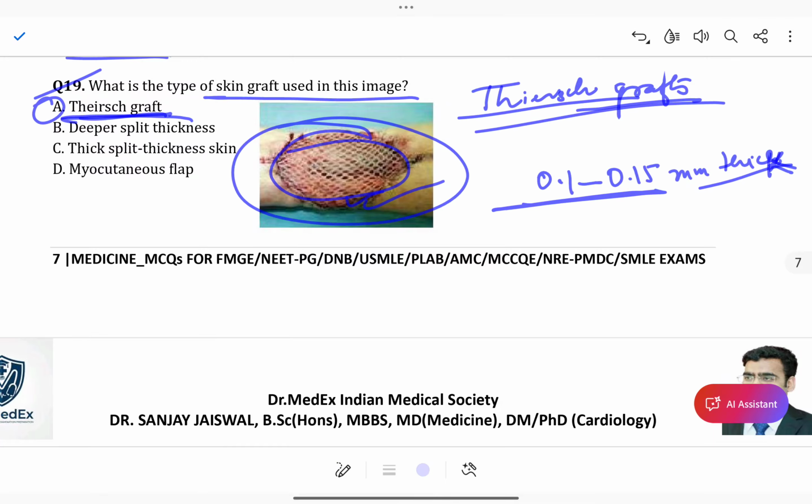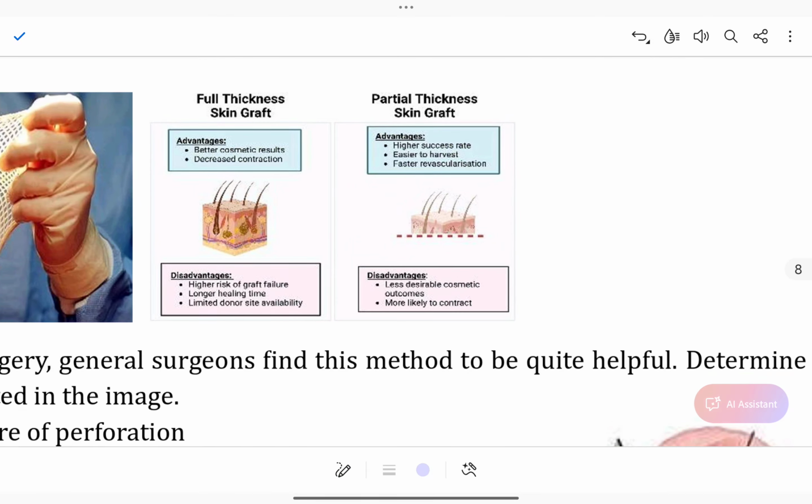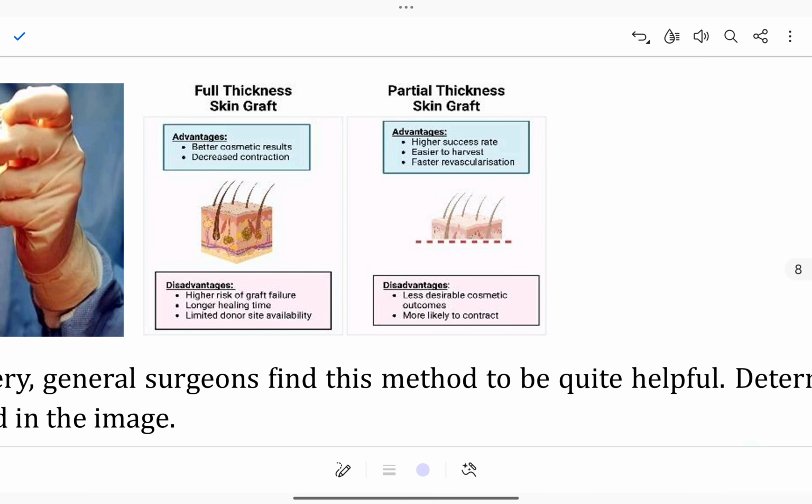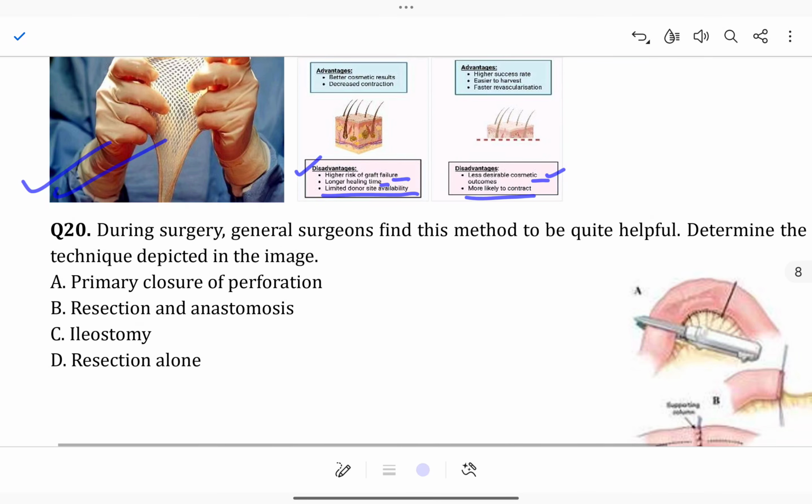Come to question number 19. You can see from this picture: mainly the full thickness, and mainly the partial thickness. What is the disadvantage of full thickness skin graft? Higher risk of graft failure, longer healing time, limited donor site availability. Disadvantage of the partial: less desirable cosmetic outcomes and more likely to contract.